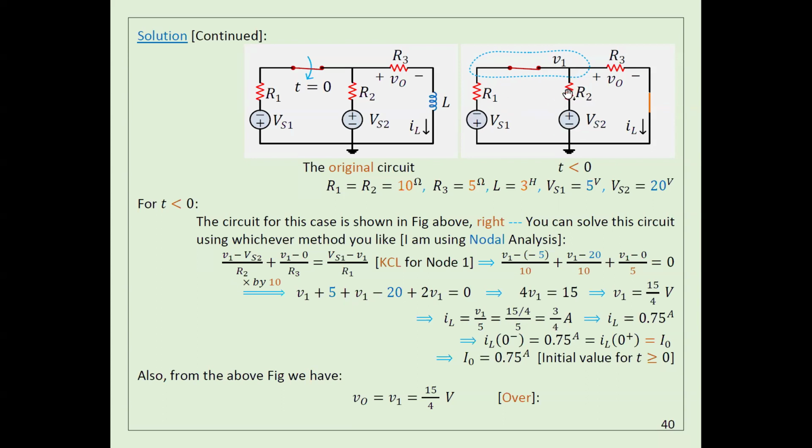Same thing here for this one, because I know V2, I know R2. So for the current here, I'm going to have only one unknown, which is V1. Using only one equation, I have only one unknown, V1, so I can get V1. Once you get V1, it's very easy to get the current here, because the current is V1 minus 0, since the voltage here is 0, divided by R3.